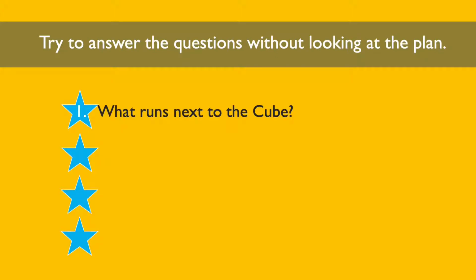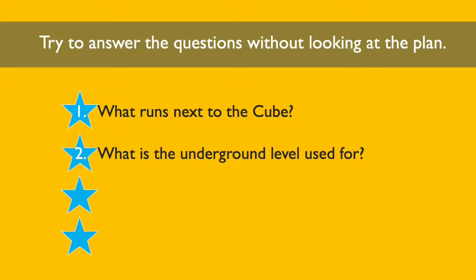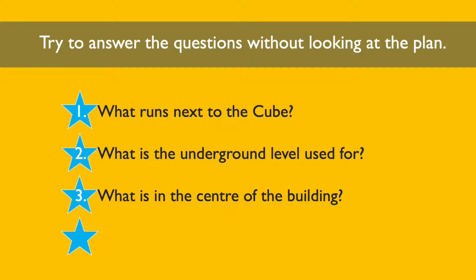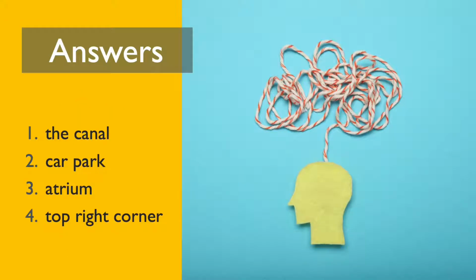What runs next to the cube? Number 2, what is the underground level used for? Number 3, what is in the center of the building? And number 4, where are the apartments? Here are the 4 answers. How many of them did you manage to get?